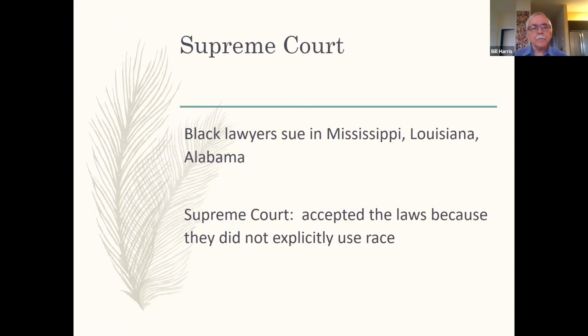Next slide. Why didn't the Supreme Court outlaw this? Well, black lawyers sued in Mississippi, Louisiana, and Alabama. Interestingly enough, some of these were black lawyers who were also born in the age of slavery and then trained in colleges afterwards. And the Supreme Court said, no, the laws do not specifically mention race. So even if they happen to, as a coincidence, eliminate most of the black vote, they do not violate the 15th Amendment. So the process worked.